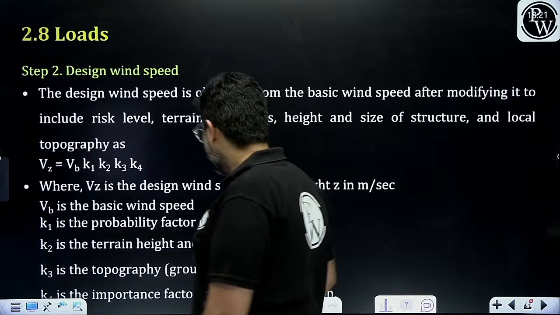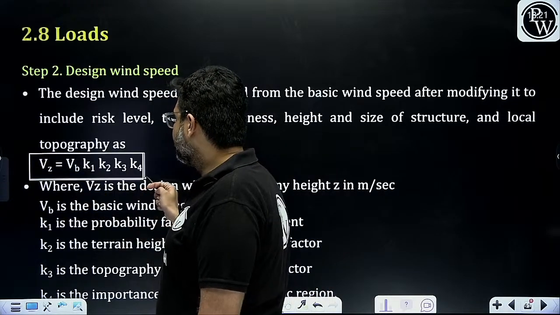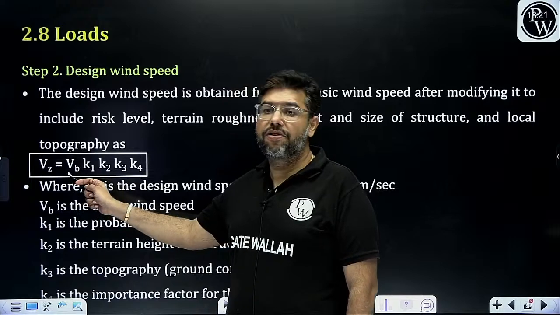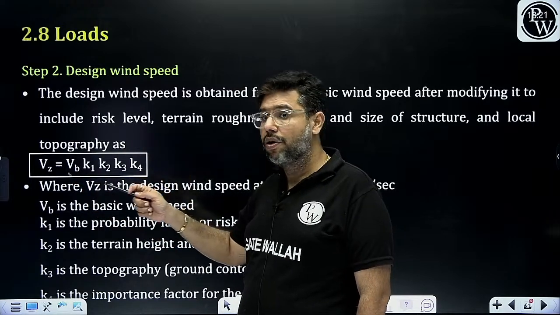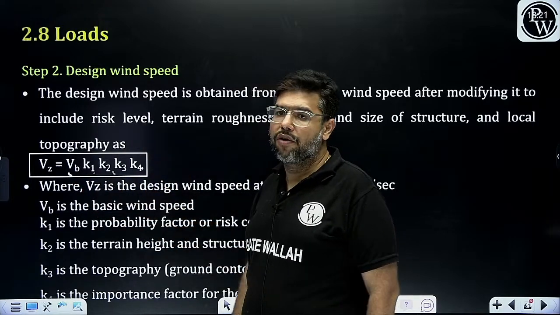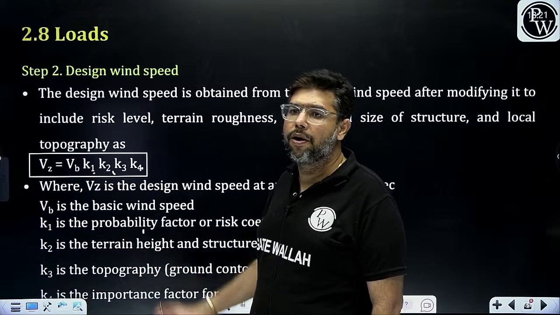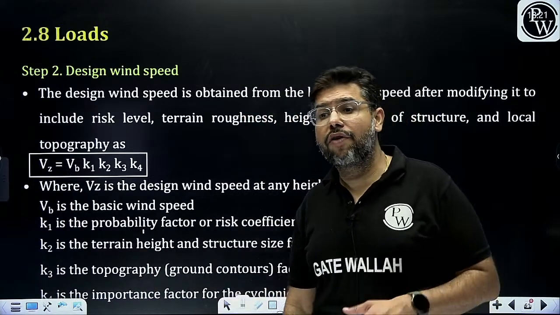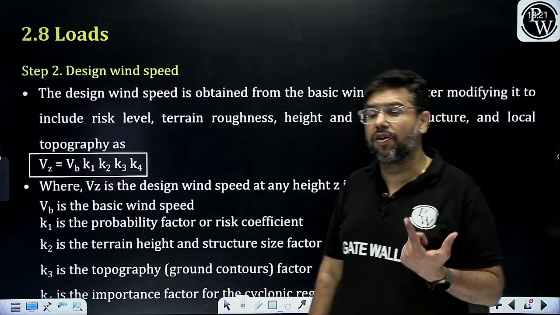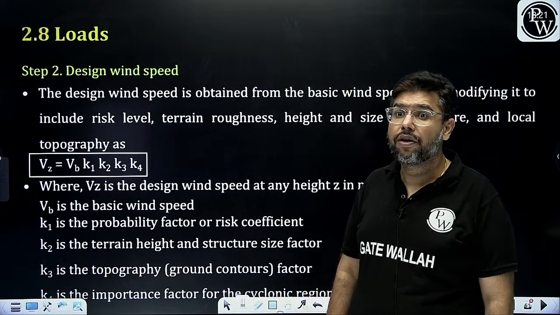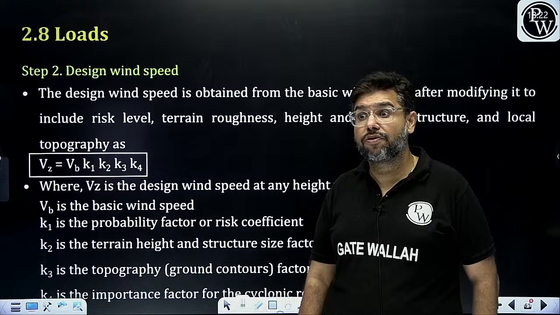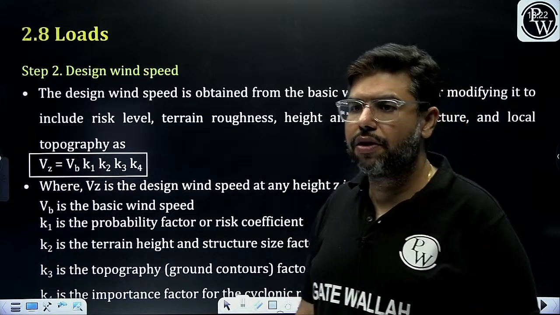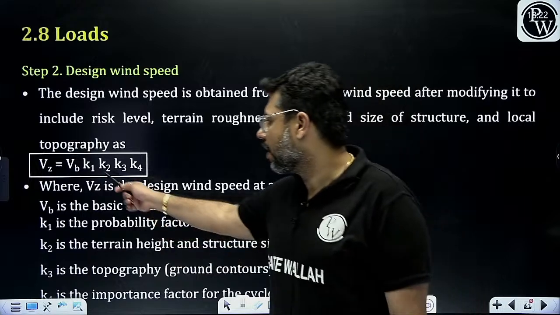This is the formula for design wind speed. Design wind speed is equal to what? VB, that is the basic wind speed that you will get from the code. K1, K2, K3, K4 are 4 factors. K1 is the probability factor or risk coefficient that depends upon the design life of the structure. If the design life is 50 years, K1 will be 1, because VB is for a 50-year return period. If your design life is different from 50 years, then you will have to multiply by the factor K1.